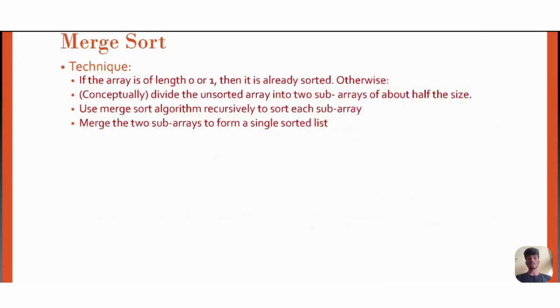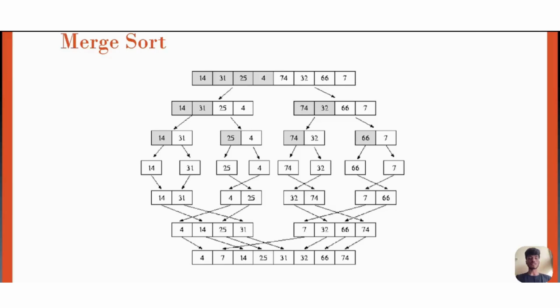In the merge sort technique, if the array is of length 0 or 1, then it is already sorted. Otherwise, divide the unsorted array into two subarrays of about half size. Use the merge sort algorithm recursively to sort each subarray. Merge the two subarrays to form a single sorted list. For example, take 8 elements, n by 2 gives 4 and 4, then 2 and 2. After solving each problem, combine the solutions, and we get 4, 7, 14, 25, 31, 32 in a sorted list.